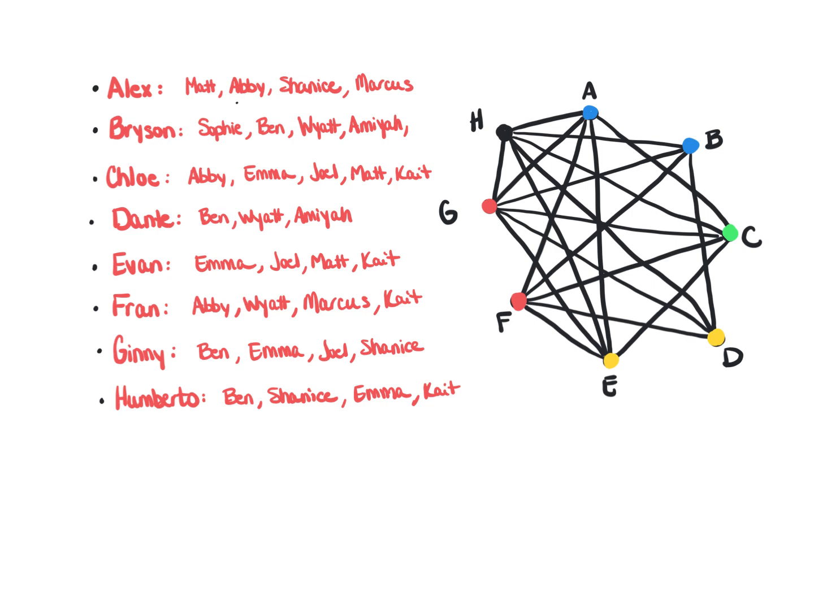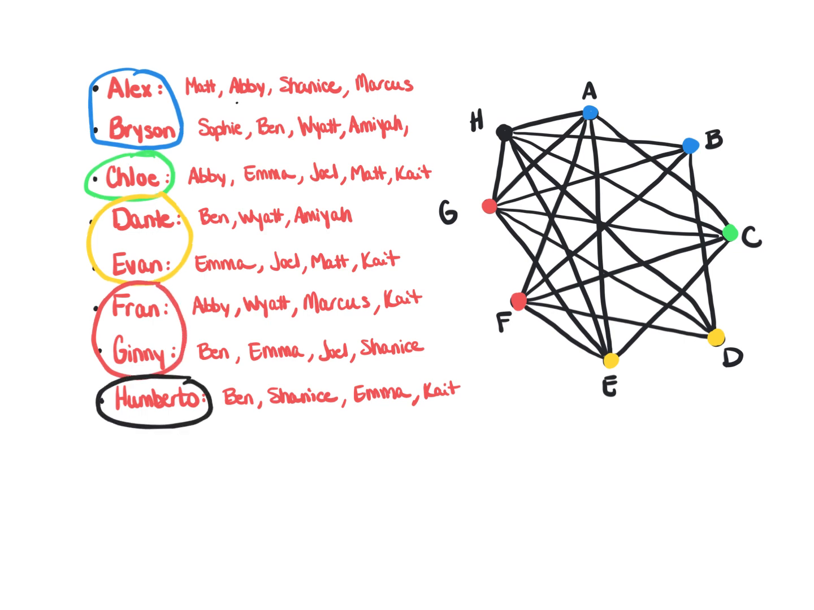So then what does this tell us? Well, this tells us that A and B, Alex and Bryson, can schedule their parties at the same time because they don't have any guests in common, and so they won't have to worry about any overlap. Chloe is going to schedule her party on her very own day and time. Dante and Evan can schedule their parties at the same time because, again, they don't share any guests. Fran and Jenny can schedule their parties at the same time, and then Umberto can schedule his.